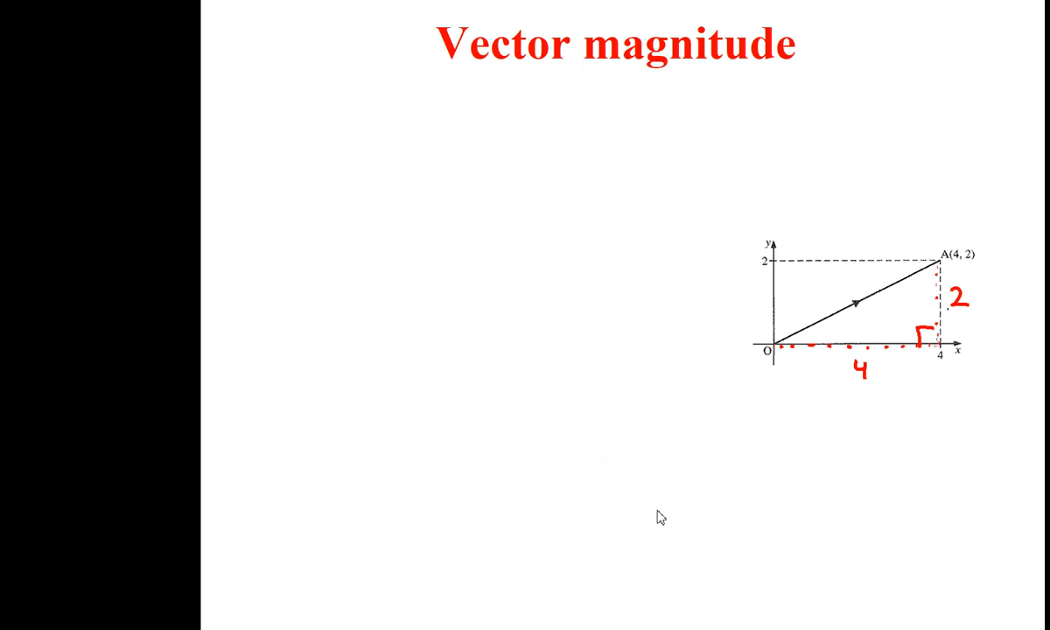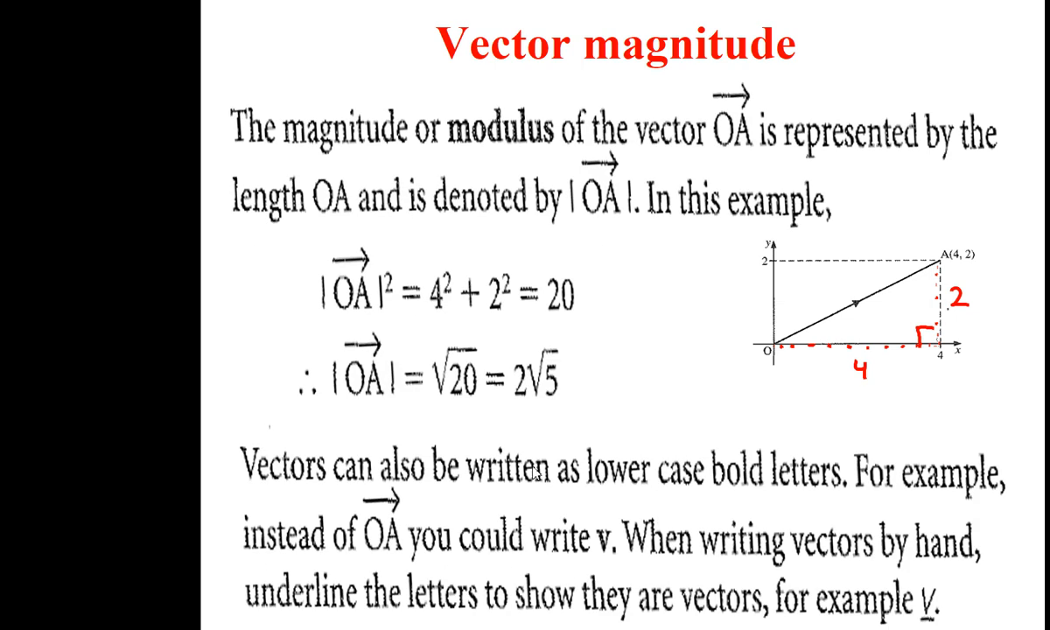Okay, moving on to vector magnitude. The magnitude, or another way of calling it, the modulus of the vector OA, is represented by the length OA and is denoted by the magnitude of OA. So in the past, these two lines here would have meant the absolute value of. But in vectors, these two lines here mean the magnitude. So if you're in the topic of vectors, the two lines doesn't mean the absolute value anymore. It means the magnitude of the vector, meaning the length of the vector.